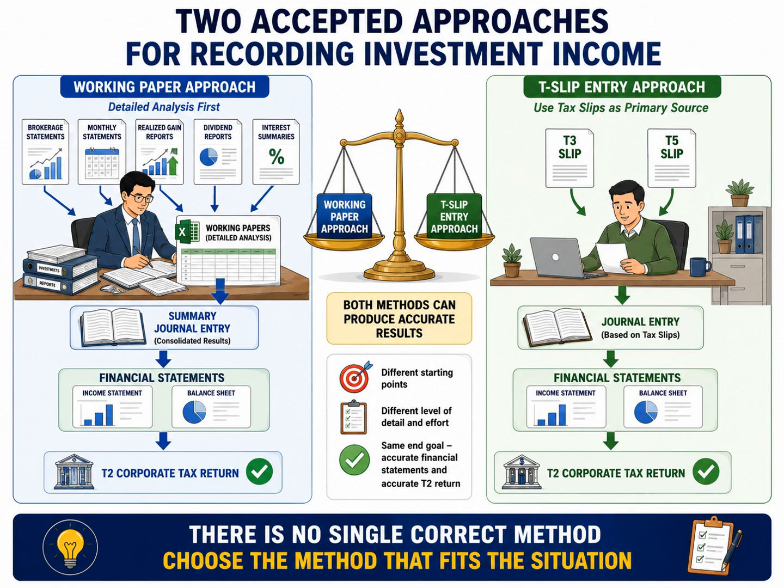The working paper approach starts with detailed transaction analysis. The T-slip entry approach starts with tax slips. But both paths ultimately lead to the same objective: accurate accounting records and accurate tax reporting. The key takeaway from this slide is simple. There is no single correct method for recording investment income. The goal is not to use the most complicated process. The goal is to choose the method that best fits the circumstances, while still producing accurate financial statements and an accurate T2 corporate tax return.